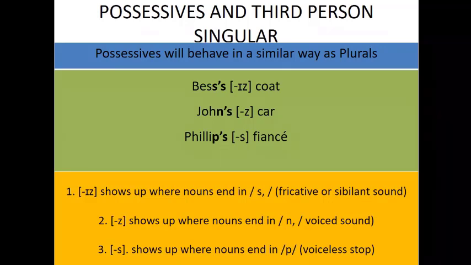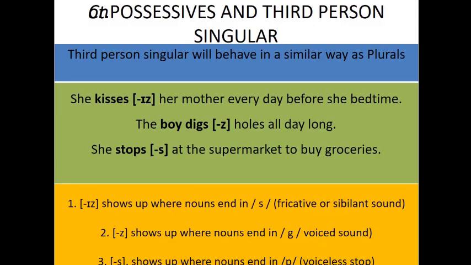Fine. So these are the ways that the s in plurals or in possessives sounds different. We write it as s at the end, but we pronounce it differently depending on the consonant sound the word ends in. If it's a fricative, voiced or voiceless, it will influence the sound of that morpheme, the s morpheme. Okay, what about the third person singular?